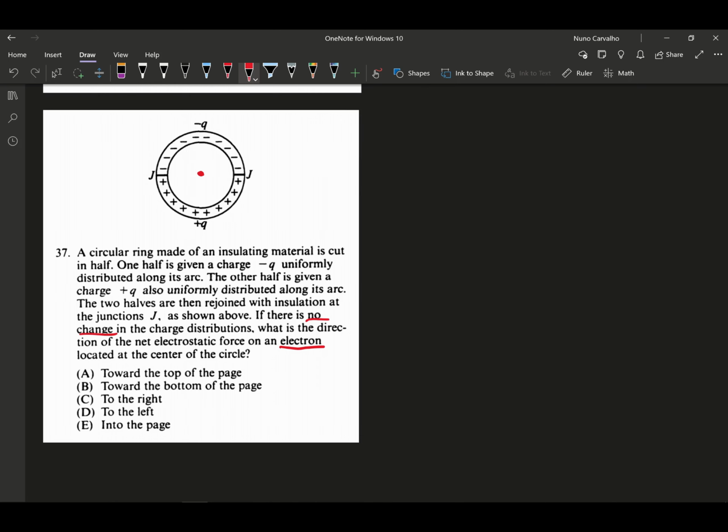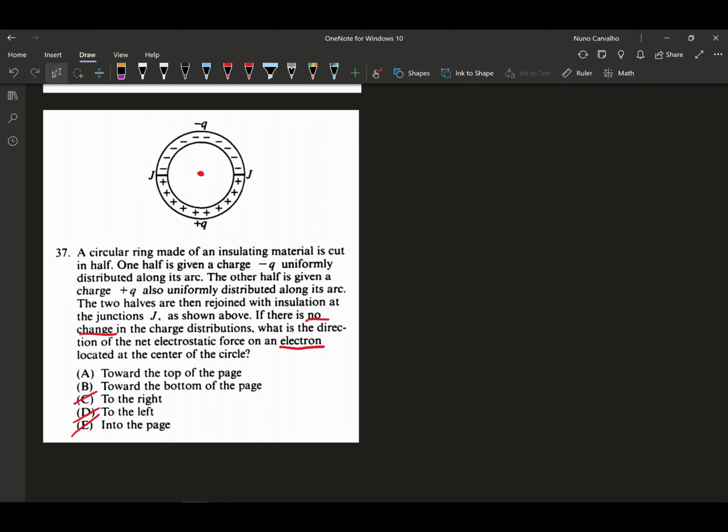And so what you have to know is that since there's sort of this symmetry along this axis here, there's going to be no horizontal electric field. It would only be vertical. So we can already just eliminate any answer that goes to the right or to the left. And it's really not going to be going into the page. That's also another dimension here that is not really relevant. So now we just have to think, is it going to be going to the top or to the bottom?